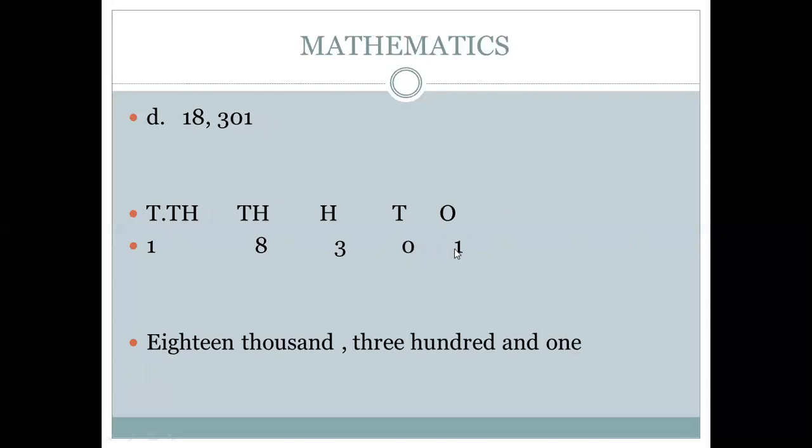18,301. Again, we make the table. Ones, tens, hundreds, 1,000 and 10,000. Till 10,000 the numbers are given in this question. We put 1 under ones, 0 under tens, 3 under hundreds, 8 under 1,000 and 1 under 10,000. 18,301.